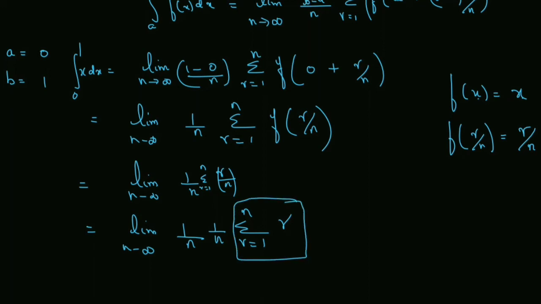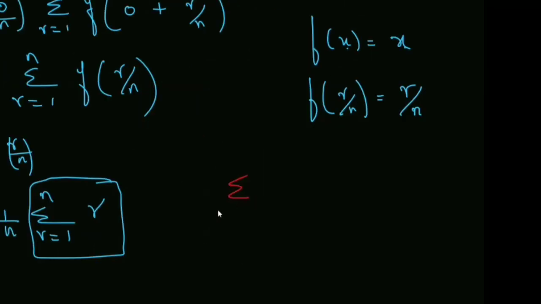What is sigma 1 to n of r? Substitute r as 1, plus, substitute r as 2, whenever you have sigma it is plus, 3 plus, etc., up to n. Sigma r means nothing but 1 plus 2 plus 3 up to n. You have learned this formula in sequence and series. The formula is n into n plus 1 by 2.